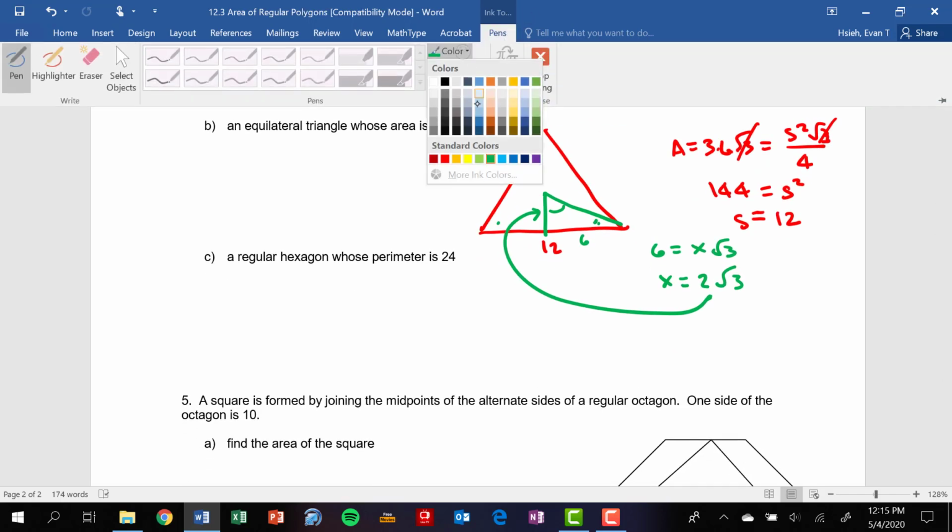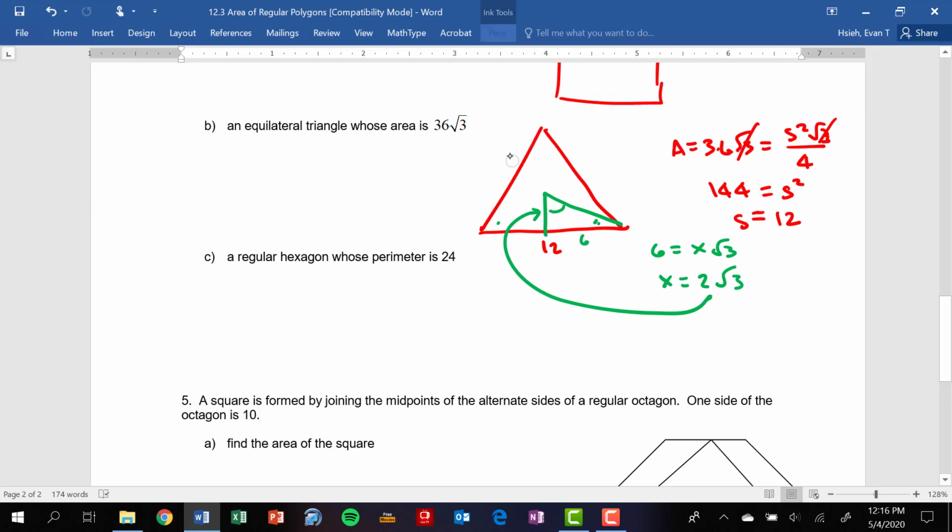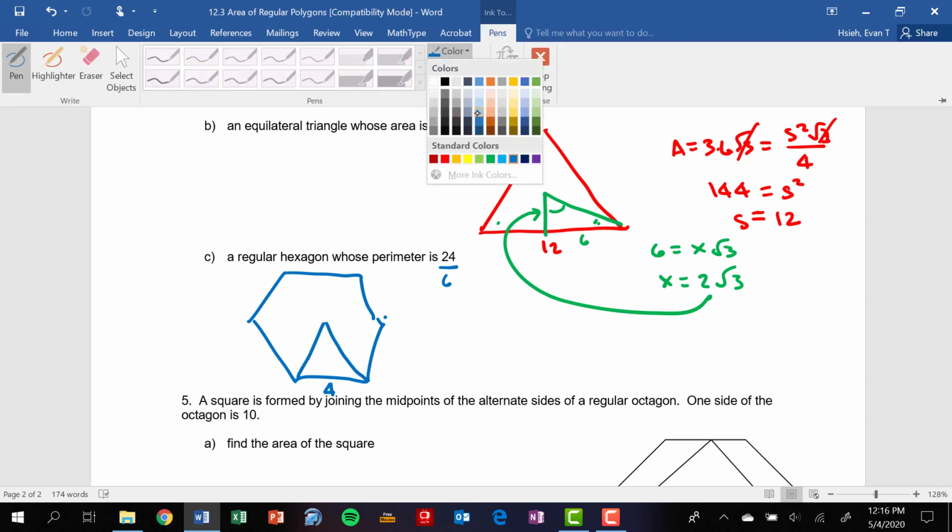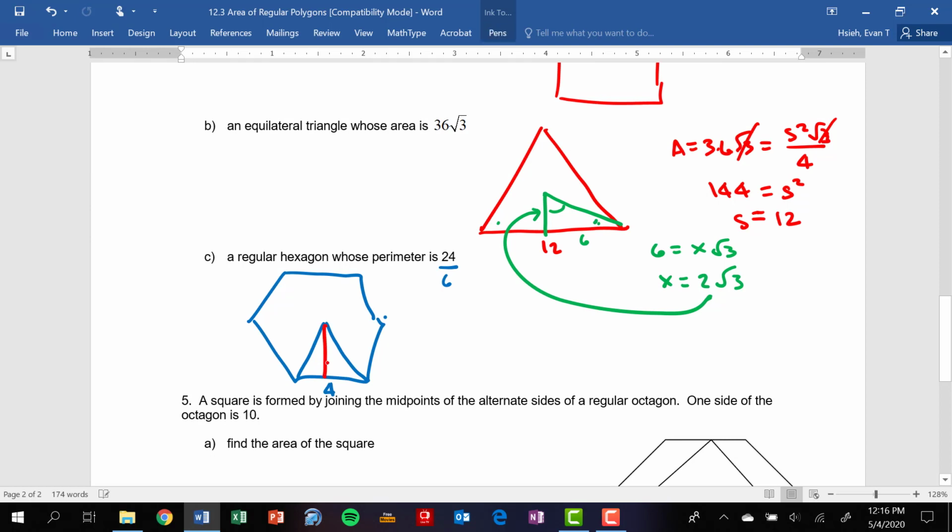Let's move on to the regular hexagon. So I've got a regular hexagon here, and the perimeter is 24, so I know each side has to be divided by 6. So it's going to be just 4 for each side. And then if I want to find the apothem here, this is the apothem. Let's break it down. Let's kind of draw that triangle here. The side length of 4, and what we're looking for is this apothem right there. This is 2. This is a 60-degree angle here, so I know that this is going to be equal to 2 root 3, and so that's equal to my apothem.